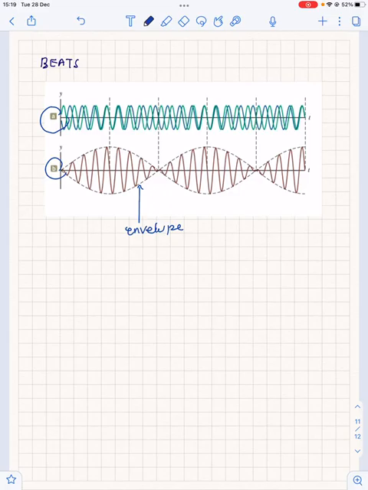So to calculate the beat frequency, we have the equation F beat equals modulus of F1 minus F2. So this is the beat frequency. This is because the amplitude varies with frequency, and the number of beats per second is called the beat frequency.